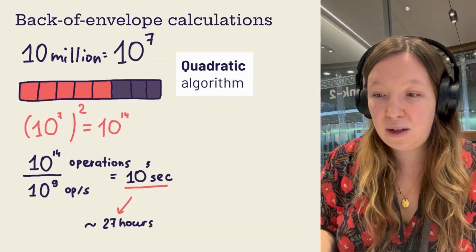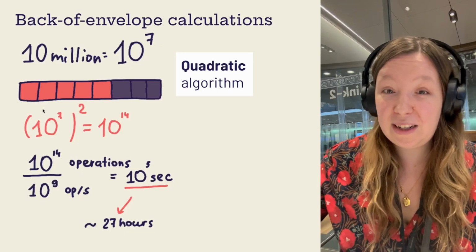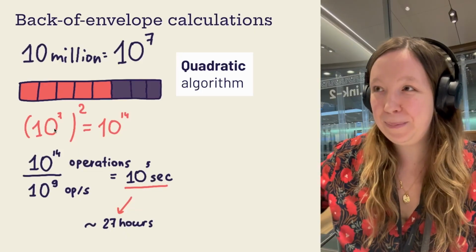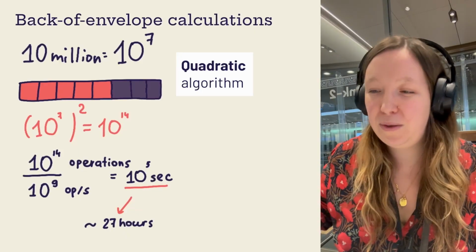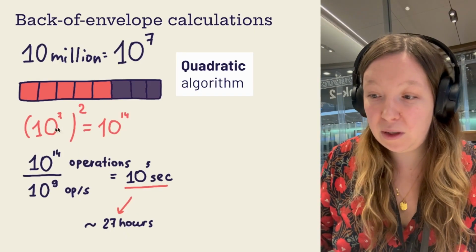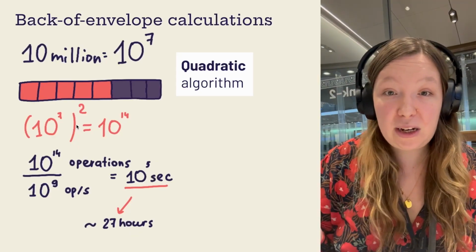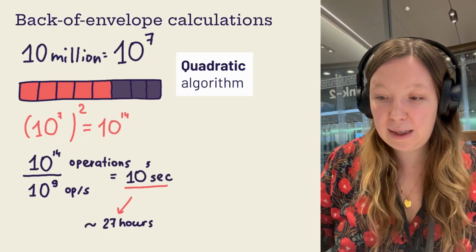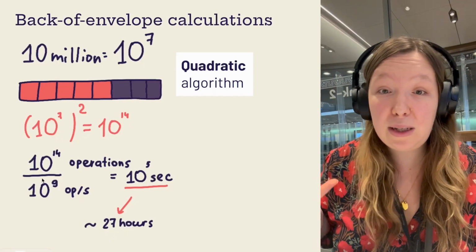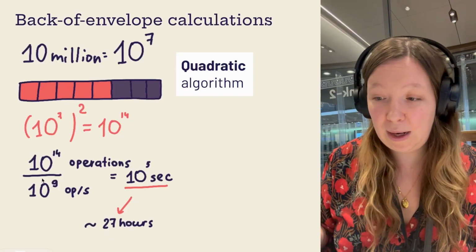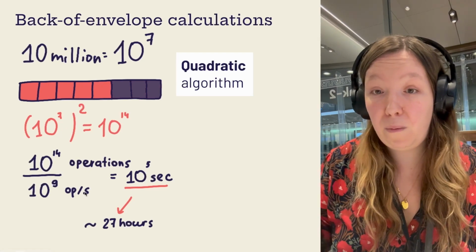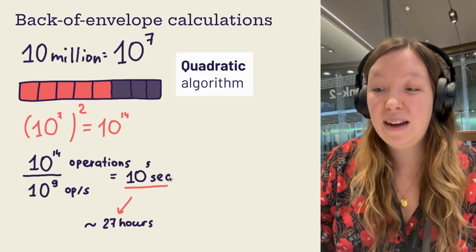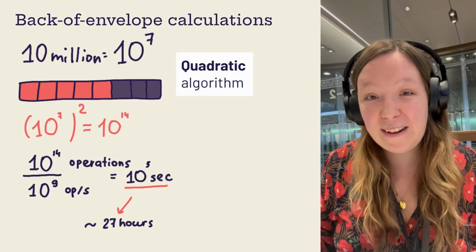So we get 10 to the power of 7, put it in quadratic, 10 to the power of 7 multiplied by 10 to the power of 7, 10 to the power of 14. This is how many operations we need to finish our algorithm. And when we divide it by the operations per second our CPU is capable of, which is 10 to the power of 9, we get 10 to the power of 5 seconds. 10 to the power of 5 seconds is 27 hours.